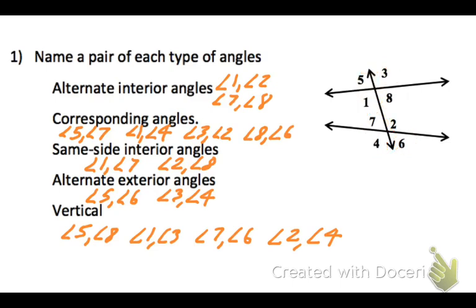Same side interior angles are on the same side of the transversal on the inside. Alternate exteriors, exterior angles on the outside and on opposite sides of the transversal. And finally, vertical angles, 5 and 8, 1 and 3, 7 and 6, 2 and 4.